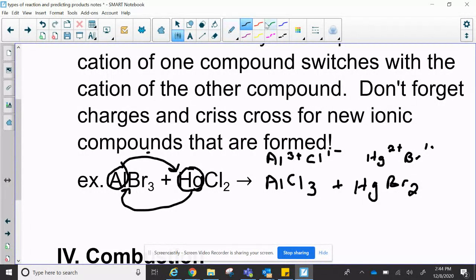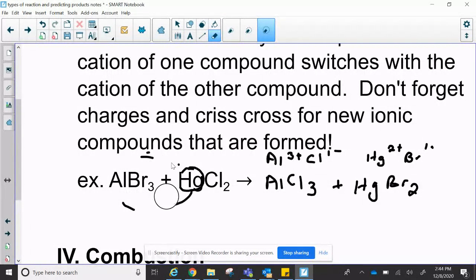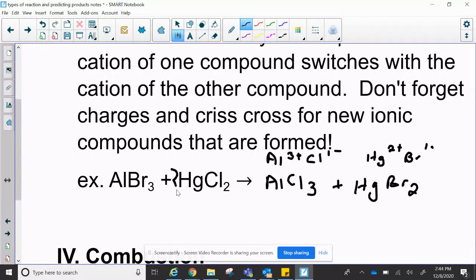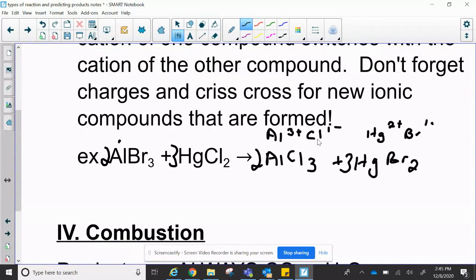Then all that's left to do is balance. What do you got? You got a 3, a 2, 2, and a 3. Yeah, that's right. Okay, so those two cations switched partners. Anytime you have a compound and a compound, that's what's going to happen. And remember, you're writing whole new formulas, so you have to worry about charges, okay? It's like starting from scratch.